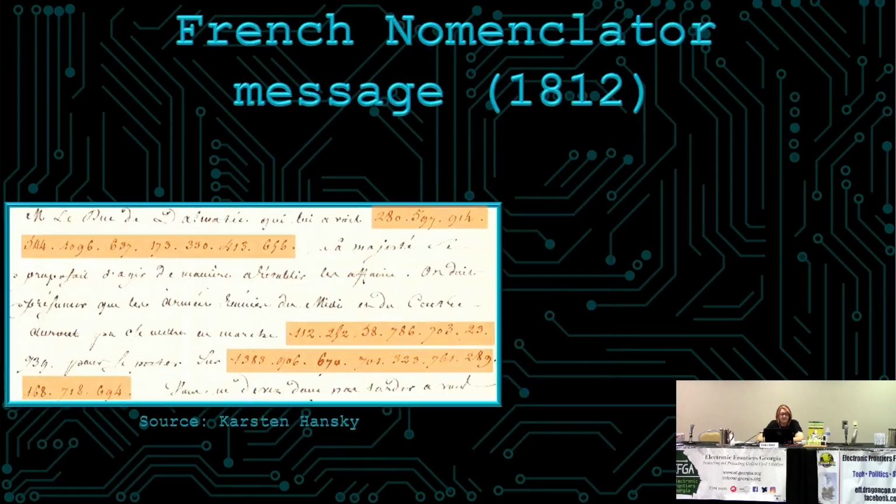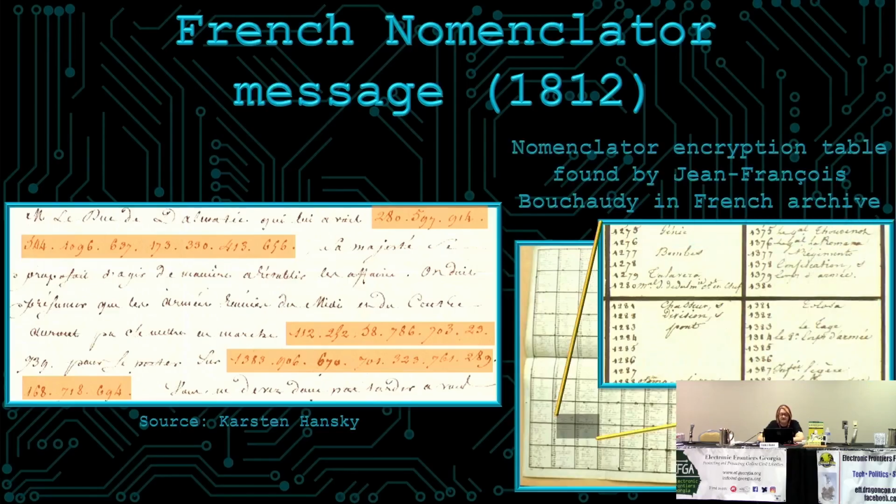And here's an example of a French nomenclator message. Anyone here speak French? Good. So you can check me if I'm wrong. Again, we have clear text at the beginning, and then it goes into numbers, which is where the red is highlighted, and then more clear text, and so forth.